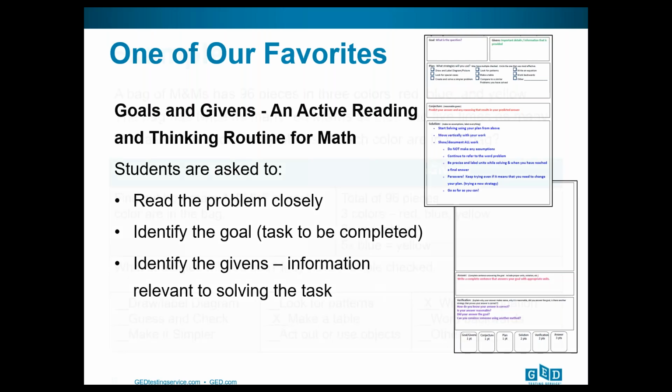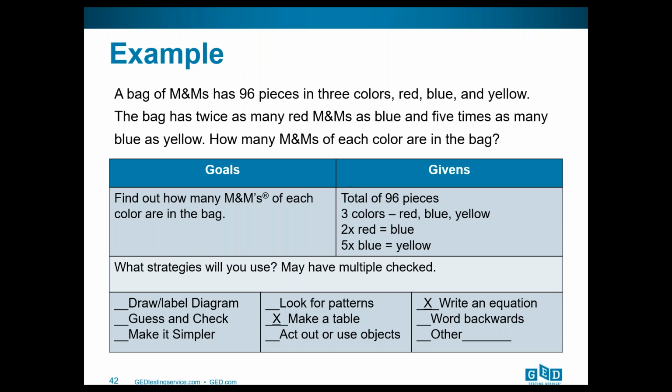So let's take a look just very quickly. And I've just pulled the very top pieces from Goals and Givens so that you could take a look at it. And we have a problem here. The problem is that we have M&Ms, and there's 96 pieces, and we have 3 colors. We know something from here. Our givens are that we have 96 pieces, we have 3 colors, we have 2 times the red equals the blue, and 5 times the blue equals the yellow. And our goal is to find out how many M&Ms of each color in the bag.